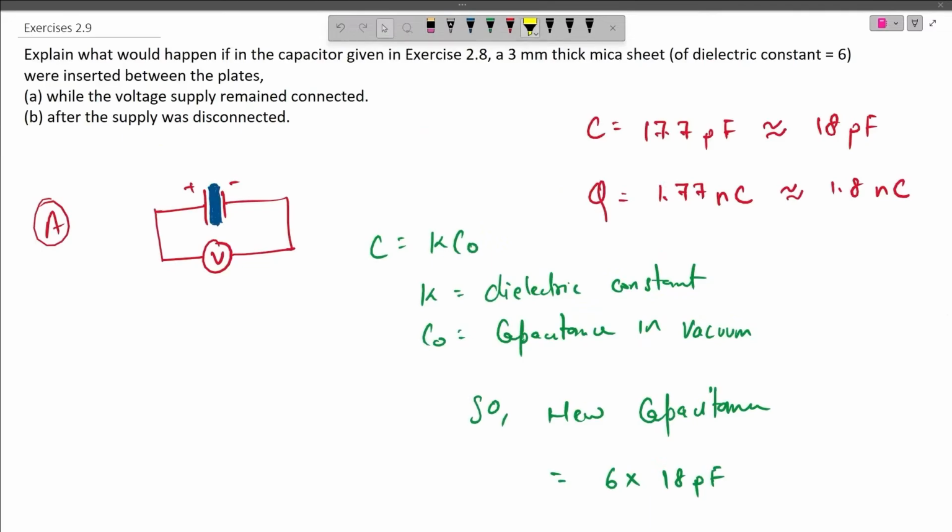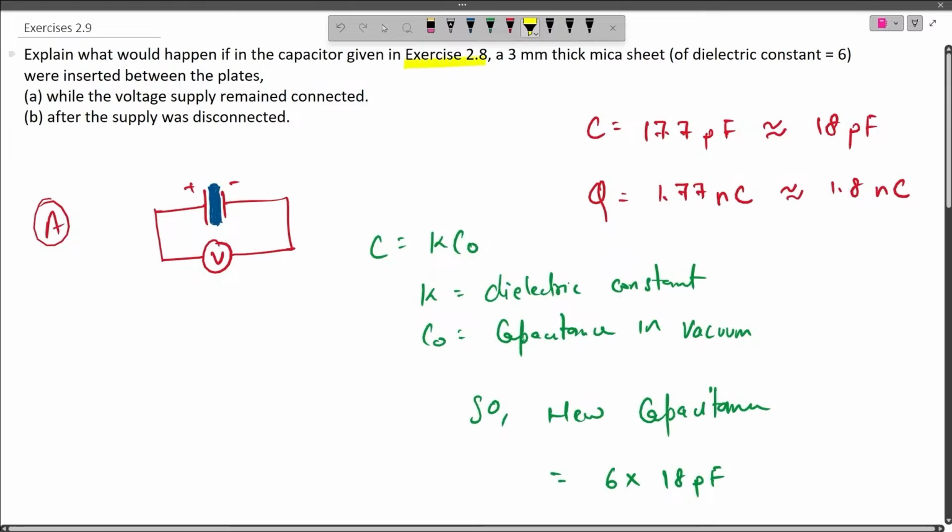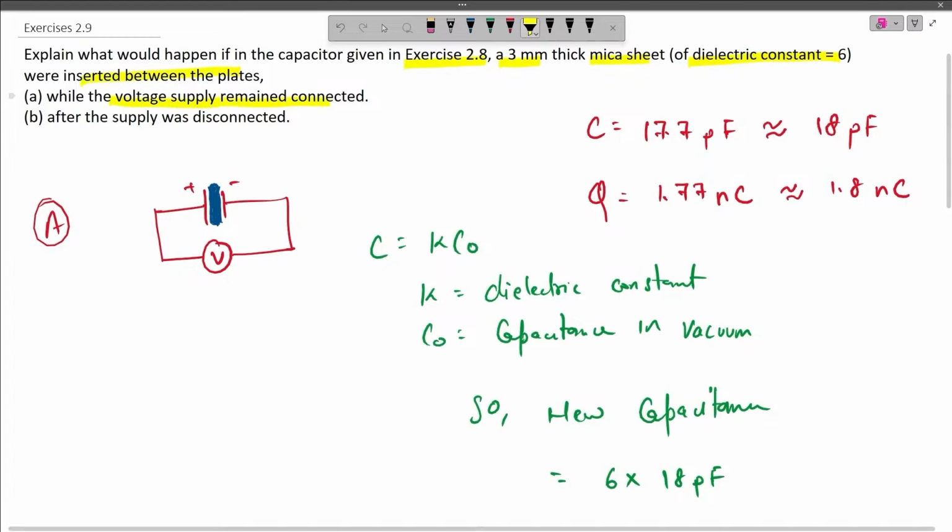The question says: explain what would happen if, in the capacitor given in exercise 2.8, that is the previous exercise, a 3 mm thick mica sheet of dielectric constant 6 were inserted between the plates while the voltage supply remained connected, and the second case is after the supply was disconnected. So here two cases have been given, and the capacitor previously calculated had a capacitance of 18 picofarad and the charge accumulated on that capacitor was 1.8 nanocoulomb.